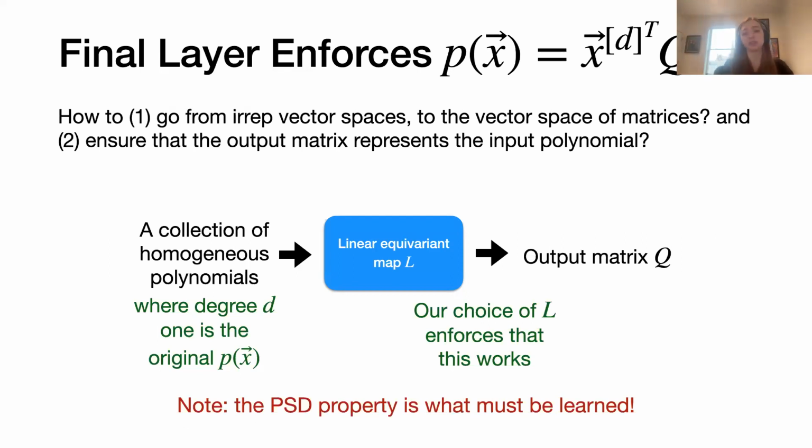So the positive semi-definiteness is what we're hoping is learned from the training data, all of this training data that was generated by convex solvers on actually positive polynomials. But we're at least enforcing that when I give you this matrix Q, it really does represent the polynomial that you gave it as input.